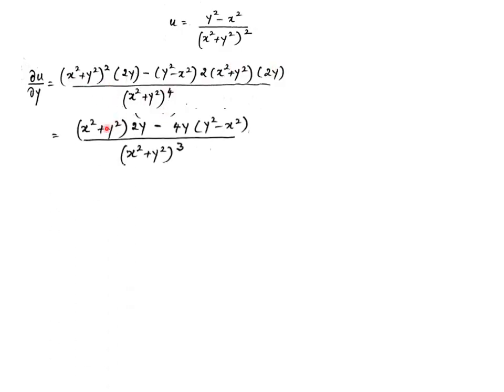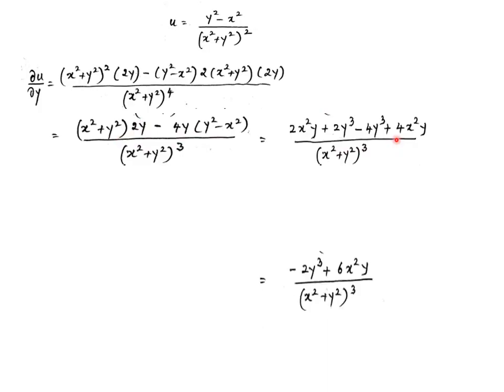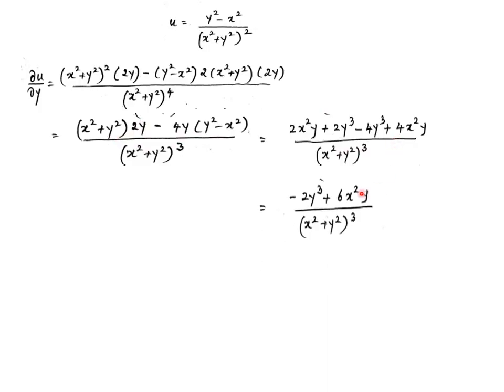So now we have x square plus y square into 2y. This x square plus y square is gone, so y square minus x square is written here. So 2 into 2 is 4, so minus 4y. Simplifying this, we can write it as 2x square y plus 2y cube minus 4y cube plus 4x square y. So that gives minus 2y cube plus 6x square y.